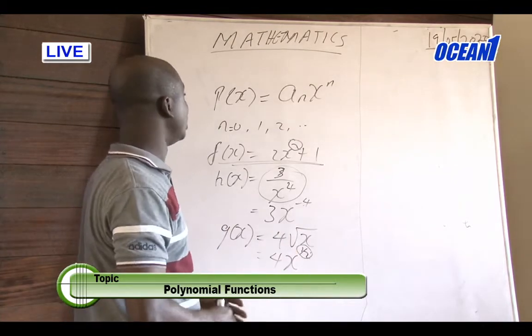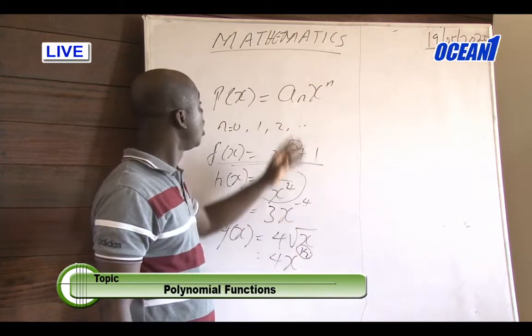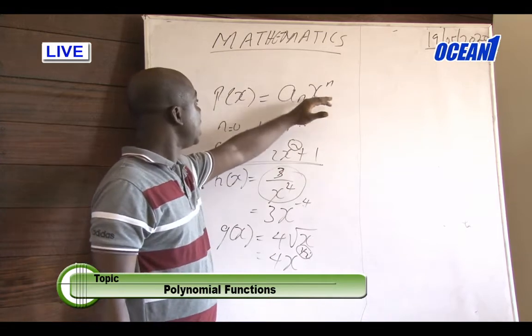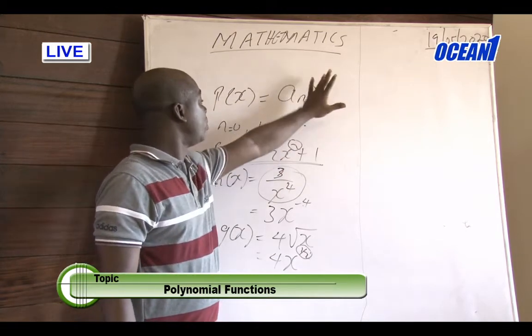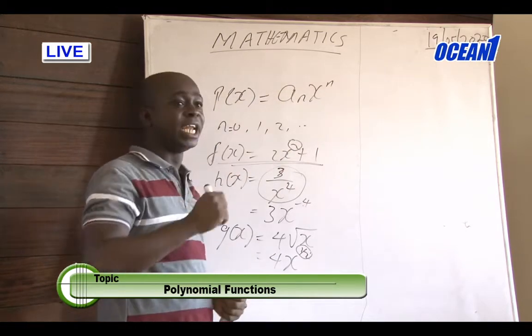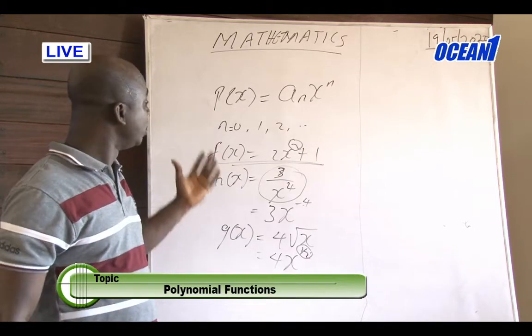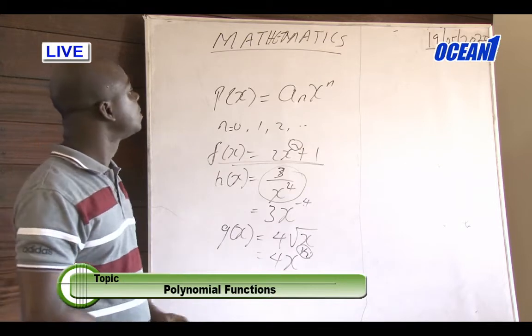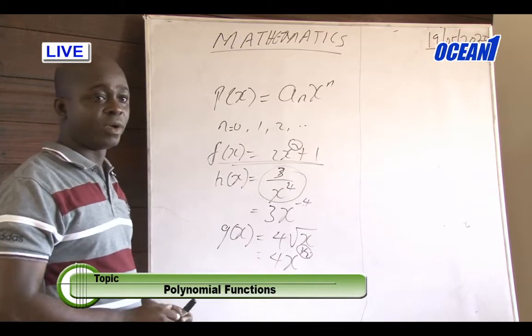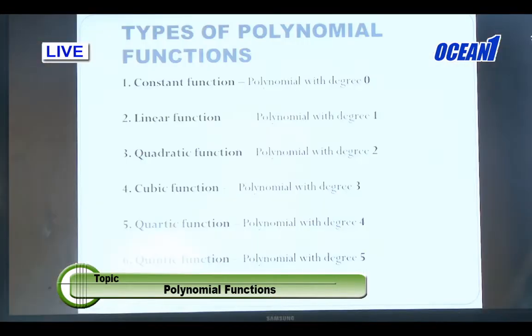The baseline, therefore, is that a polynomial function is a function of the form a_n x to the power n, where n is a non-negative integer, or an integer that is always 0, 1, 2, 3 onwards. Let's take some examples of polynomial functions or types of polynomial functions.